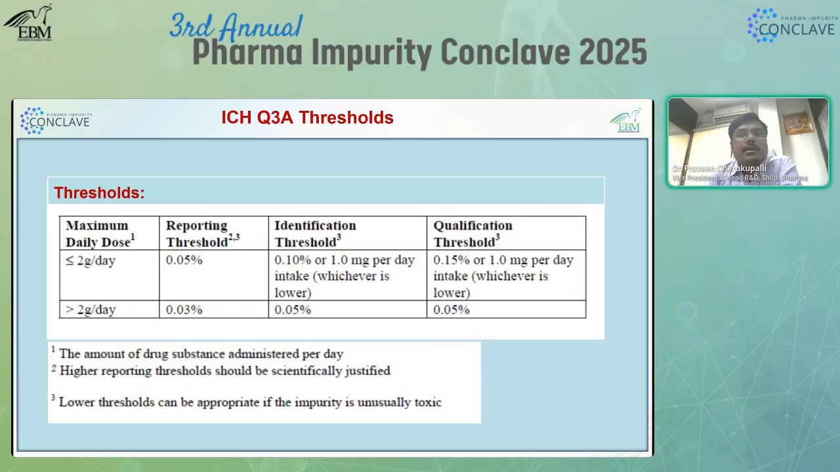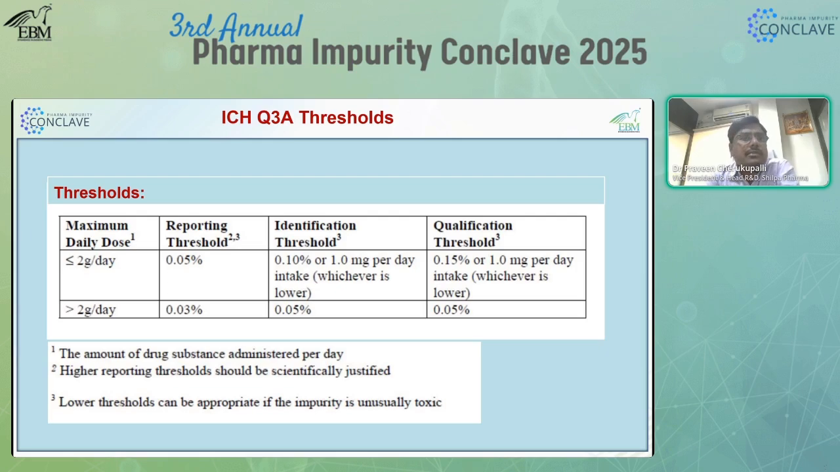This is the impurities limit as per the ICH Q3A guideline. When the dosage is less than 2 grams, the reporting threshold should be 0.05%, identification should be 0.10% or 1 mg, and qualification should be 0.15% or 1 mg.